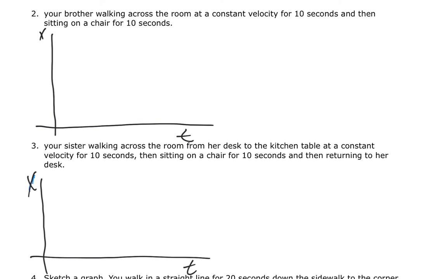And this time, your brother is walking across the room at a constant velocity for 10 seconds, and then sitting on a chair for 10 seconds. So what is that going to look like? This is kind of a combination of what we've seen before. If he's walking across the room at a constant speed for 10 seconds, we know we're going to have a straight line with a positive slope. And then if he's sitting on a chair for 10 seconds, he's not moving, so he is going to be going nowhere. So he's going to have a horizontal position graph. That's what it looks like if your brother's walking across the room at a constant speed for 10 seconds and then sitting down.